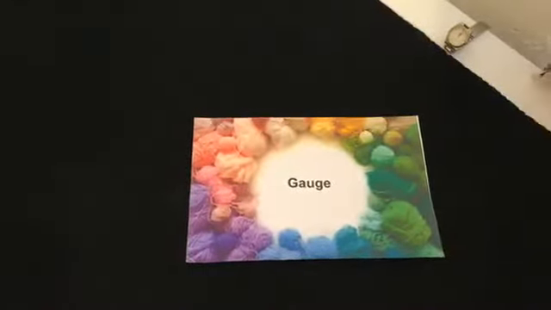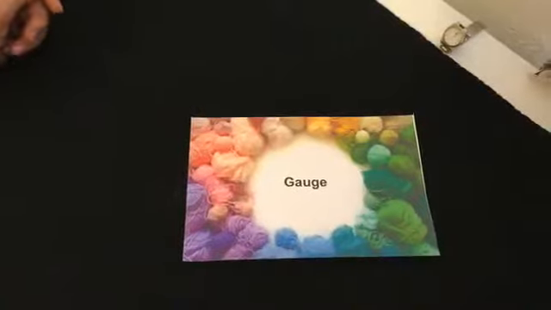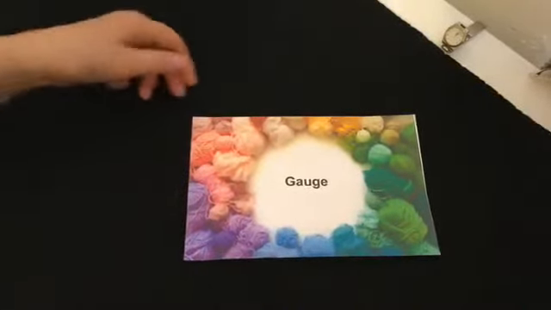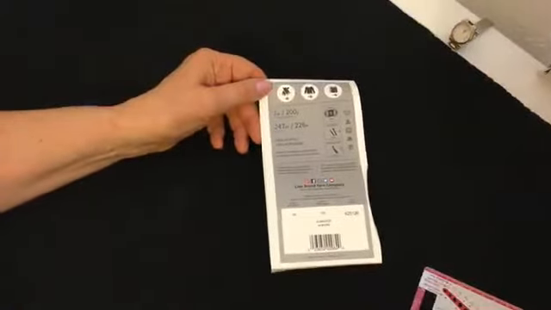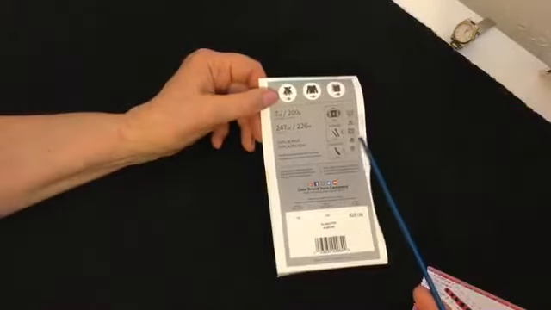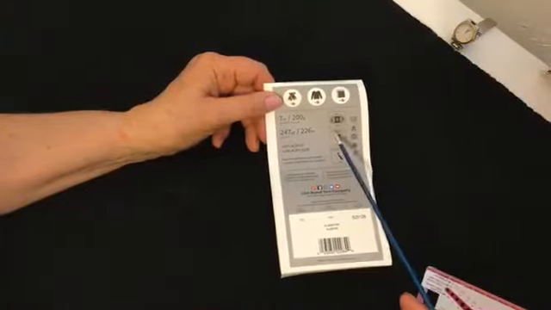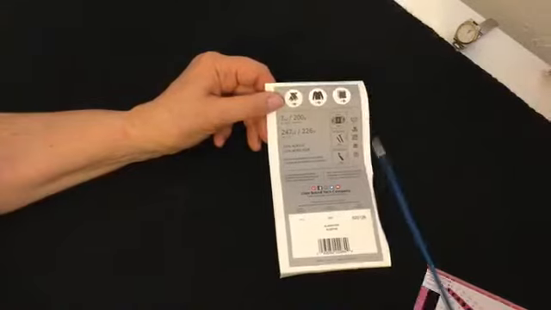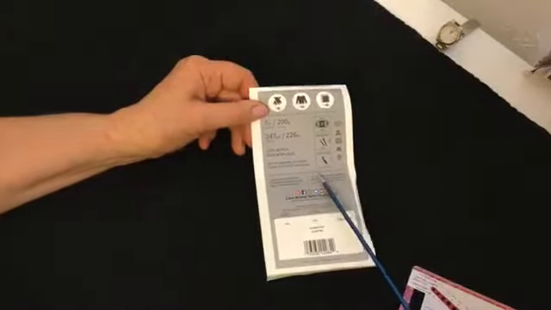Gauge, or tension as it's commonly known in the UK, means the same thing. And I did touch on this a bit last week, but I wanted to get into it a bit more. On every ball of yarn, and certainly every pattern, but let me just show you this ball band, it will give you the weight of the yarn. We talked about that last week. This is a chunky yarn, a bulky yarn. It's number 5. And here it will give you the size of needles and indeed crochet hooks.